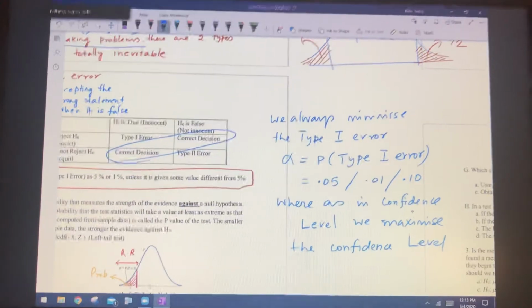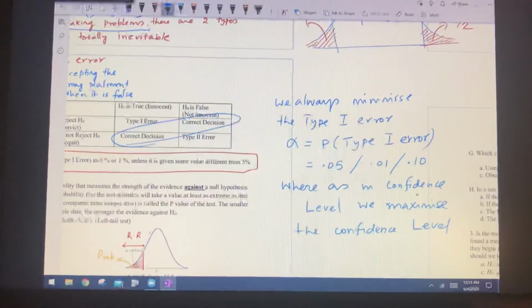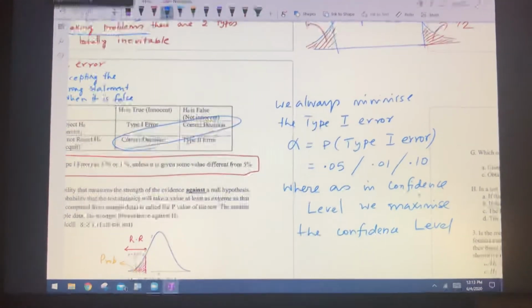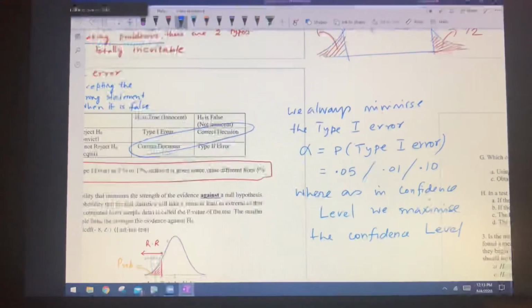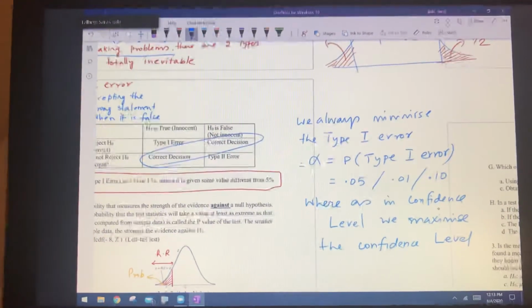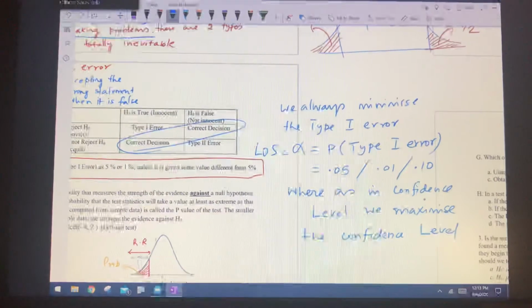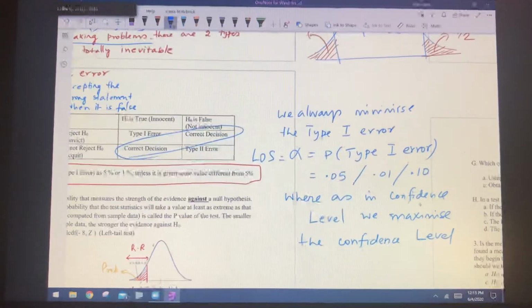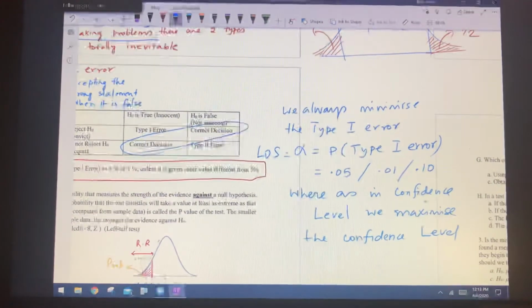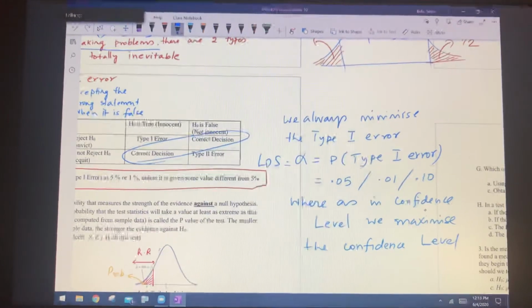So alpha is going to be the type 1 error, the probability attached to type 1 error, and that's going to be called the level of significance. And the other number is going to be the confidence level, and that is used in your confidence limits also.